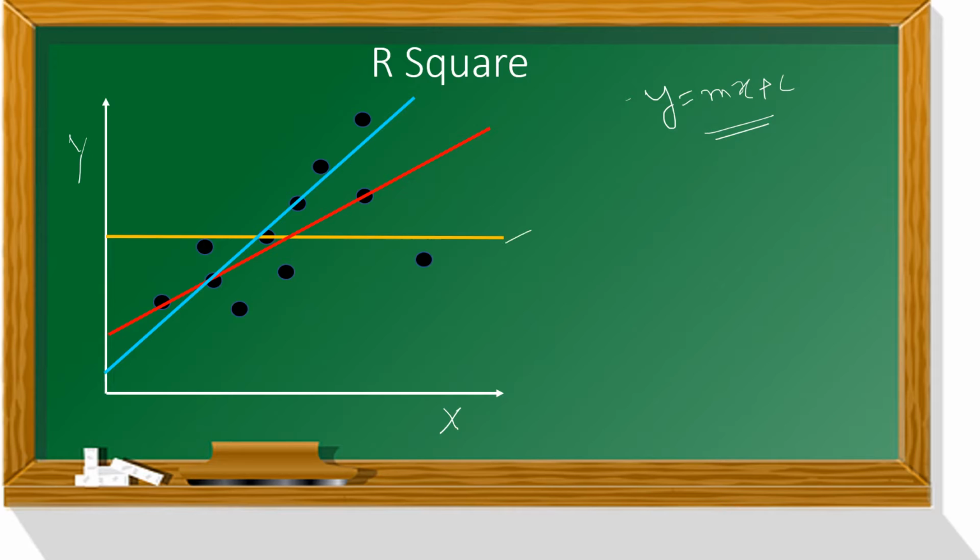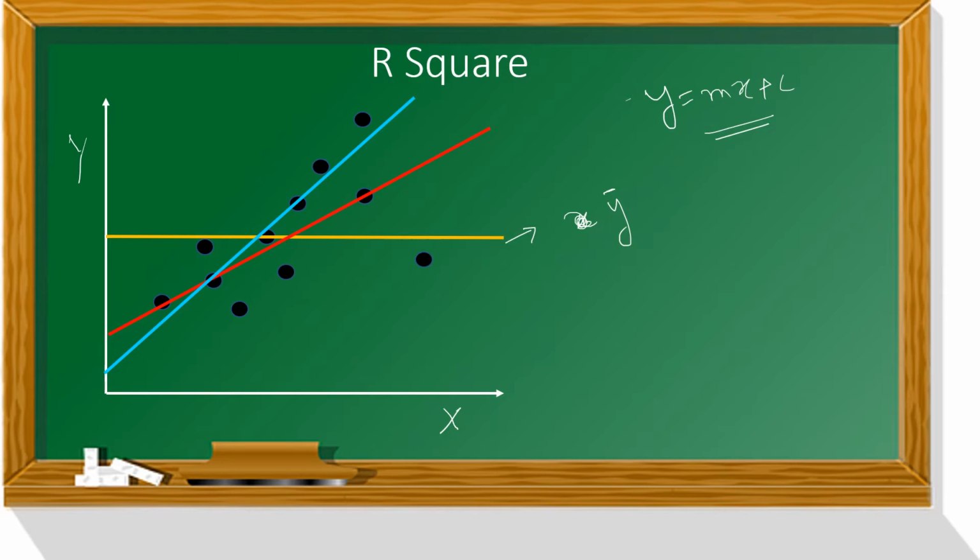This yellow line represents the line of mean. I mean, these are the mean values of y. This line represents the mean value of y. There can be n number of lines which can fit these data points. This red line can be one of the lines, this blue line can be one of the lines. So these two lines can fit the data points. These black points are the data points.